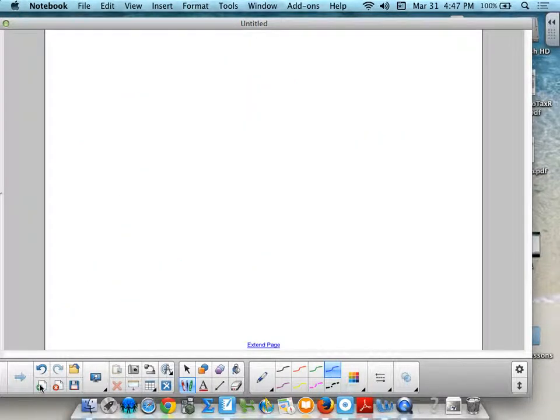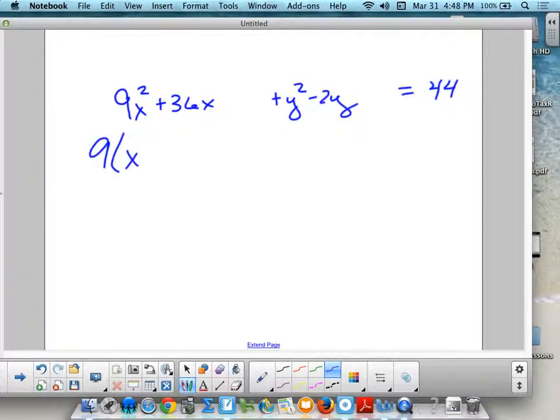21. Uh-oh, 21, it's not in standard form. We have to complete the square. So let me do this quick. 9x squared plus 36x plus, I'm going to separate the y's, so minus 2y. Bring the 44 over. There it is. Do not complete the square until you factor out the leading coefficient.